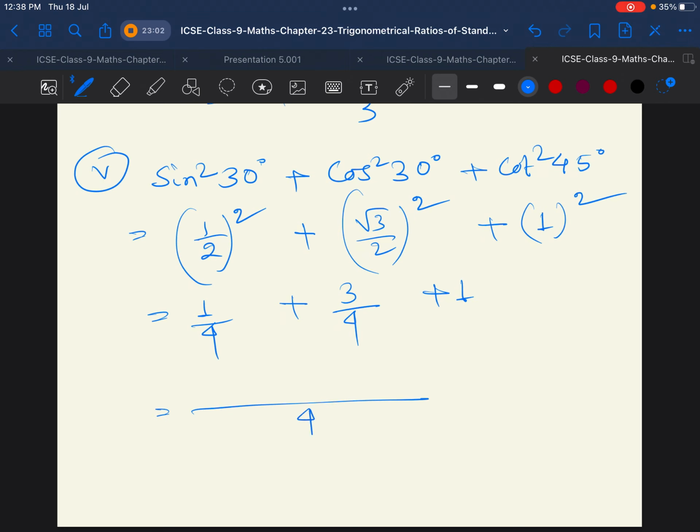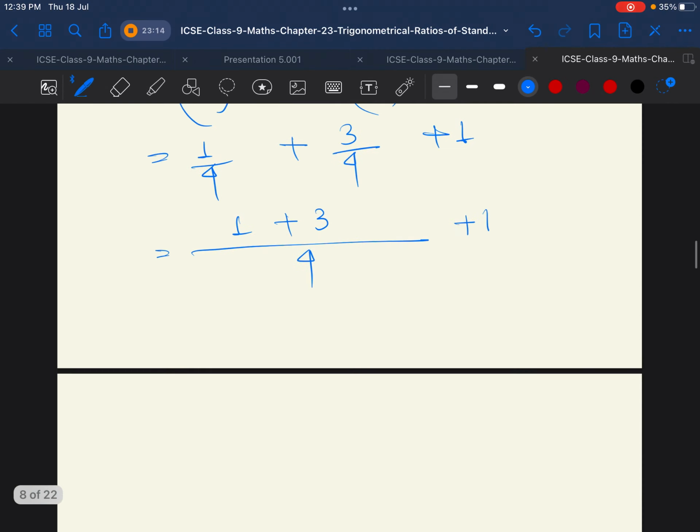Here LCM is 4, 4 by 4 is 1, 1 into 1 is 1, plus 4 by 4 is 1, 1 into 3 is 3, plus 1. So we can write here 3 plus 1 is 4 by 4 plus 1. 4 by 4 is 1 plus 1 equals 2.